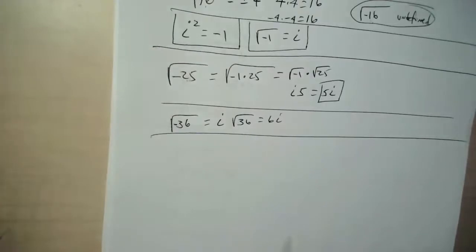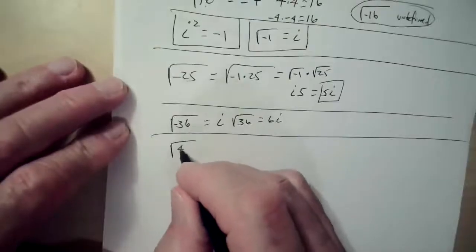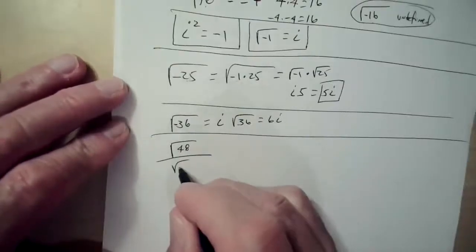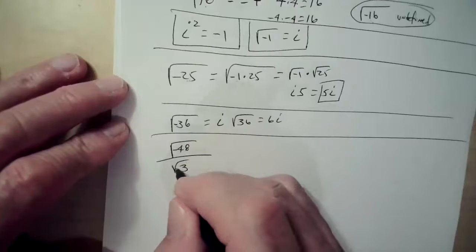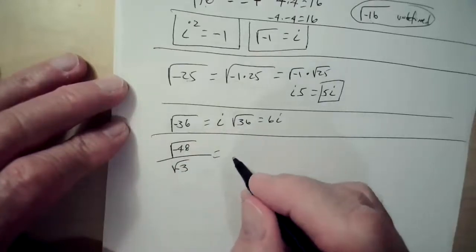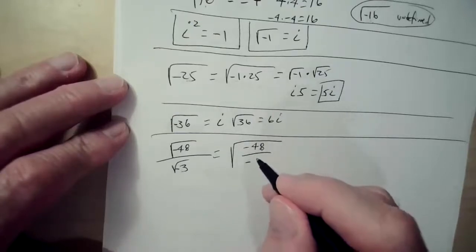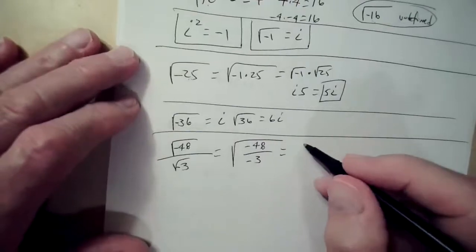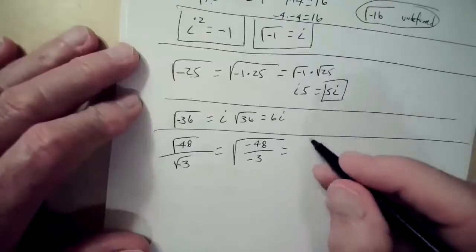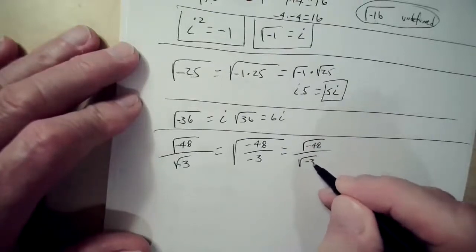Now, if we had the square root of negative 48 divided by the square root of negative 3, I'm sorry, I'm so stupid. We can put it all under one radical, negative 48 over negative 3. So we have the square root of negative 48 over the square root of negative 3.